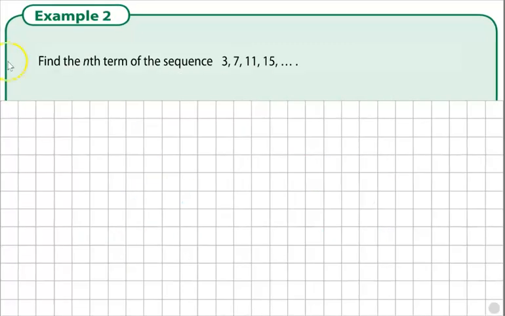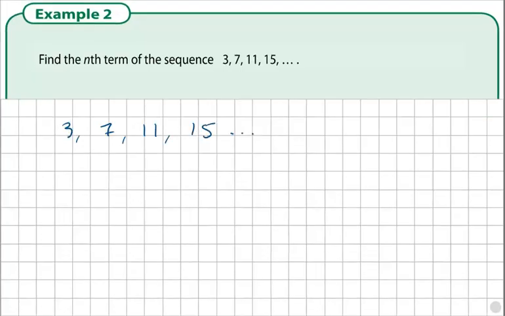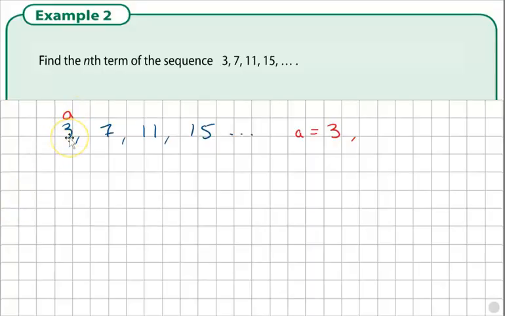Example 2. Find the nth term of the sequence 3, 7, 11, 15, and so on. So we start by writing out our sequence. We label the first term, 3, as A. This is the first term, so A is always the first term. And then we find the common difference. To get from 3 to 7, we add 4. To get from 7 to 11, we add 4. To get from 11 to 15, we add 4. So D is equal to 4, the common difference.